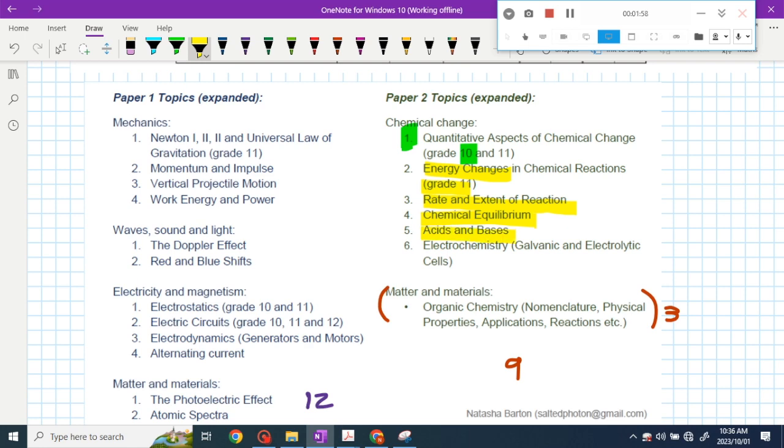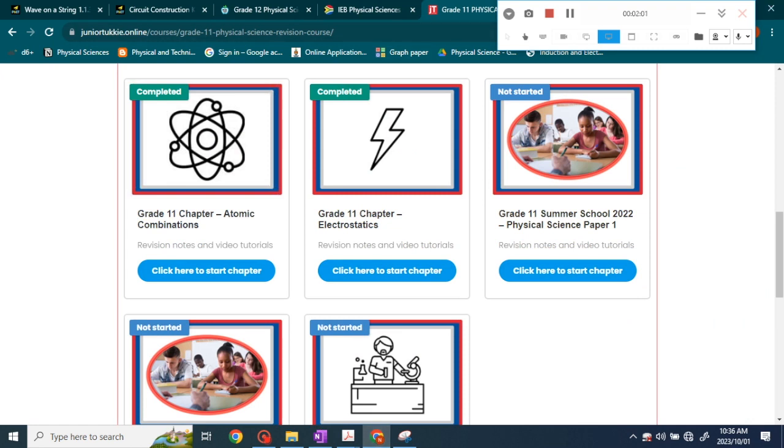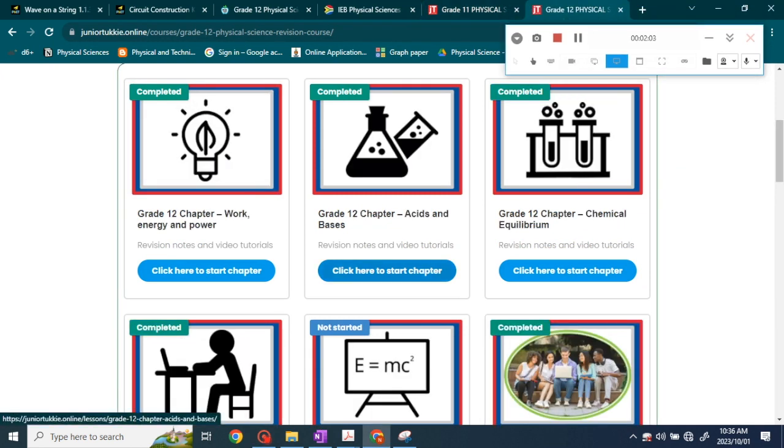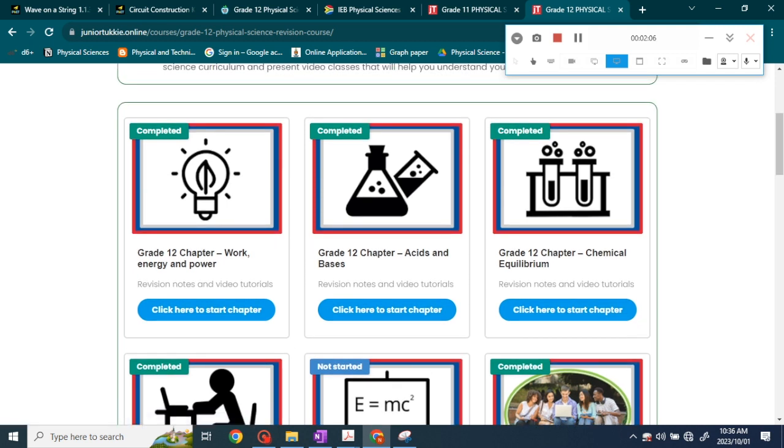Acids and bases. If you go back to your juniortikkie.online website, you're going to see over here, guys, there are videos on work, energy, and power, the physics content that you guys struggle with, acids and bases. When I first started teaching, I really battled with acids and bases. I'm a physics major. I love physics, not so much chemistry. And I actually used these videos in order to make sure that I understood the content. So I really suggest that you go and watch all of these videos on acids and bases, download the worksheets and work through them. If they can help your teacher to teach you, then they can definitely help you to get through your exam. Okay?